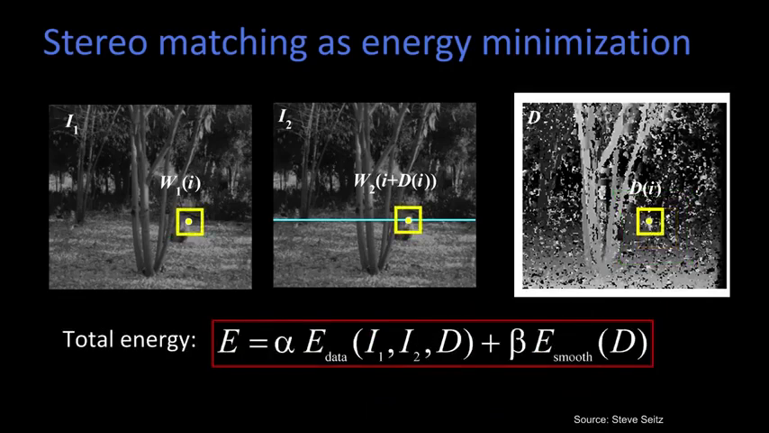And for energy minimization, what we do is we have a total energy, which is a blend of the data term and the smoothness term weighted by these coefficients. And what you want to find, and this is the hard part, is an assignment of disparities that minimizes this energy function.